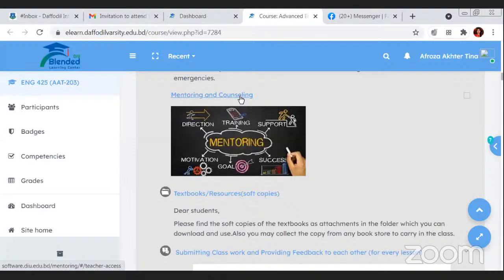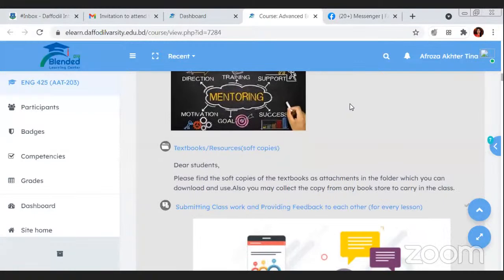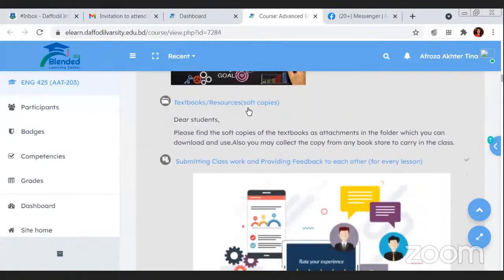And I can also tell him or her that no, you haven't shared your problem with me in the entire last month. So this is how we can keep the record. And as you can see later, I have included the soft copies of the textbooks or resources. So as I have mentioned, we can do anything and everything on Moodle.